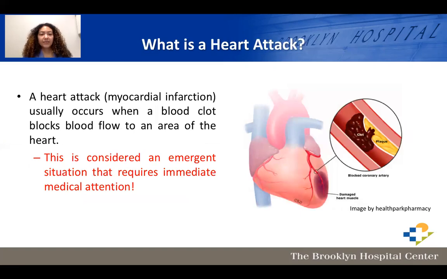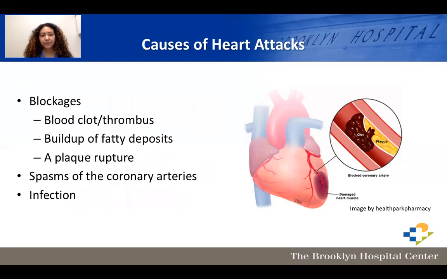So what is a heart attack? A heart attack is also known as a myocardial infarction. It usually occurs when a clot blocks the blood flow to an area of the heart, as you can see here in this diagram, and this is the area of the damaged portion. This is considered to be an emergency. You must call 911. You must get whatever closest relative to you to take you to the hospital. And remember, people like me have to get here after you get here to help you. So make sure you get to the hospital as soon as possible.